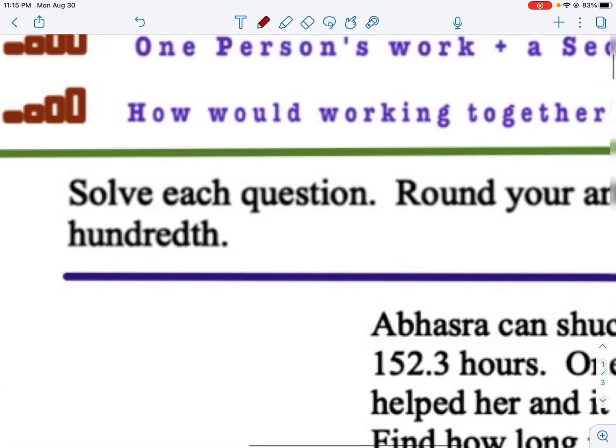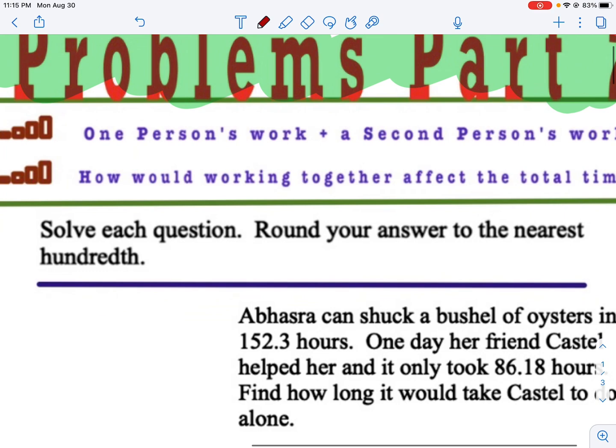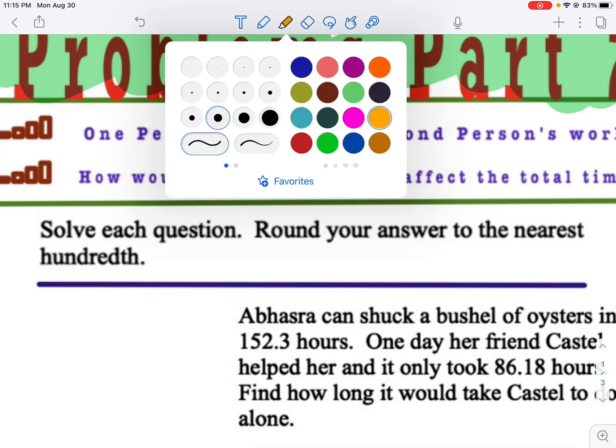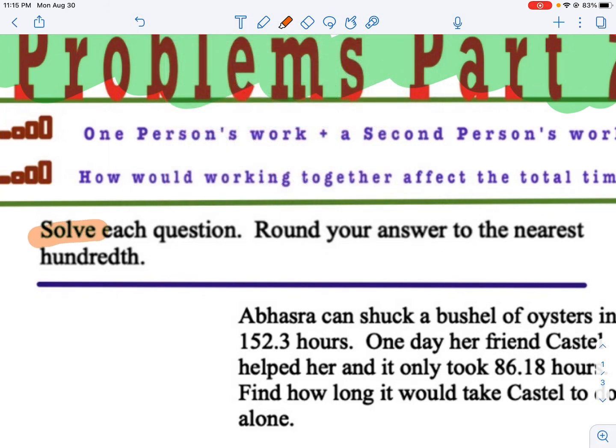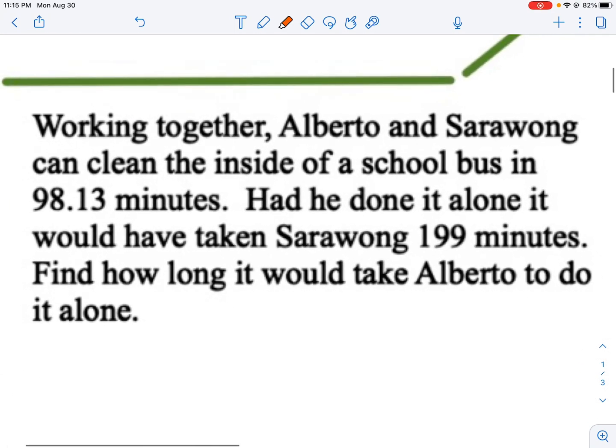So let us look at the instructions first. Always look at the instructions first. We must always read the instructions before beginning our assignment. Our instructions say solve each question, and we're going to round the answer to the nearest hundredth place. So let us read our first example.